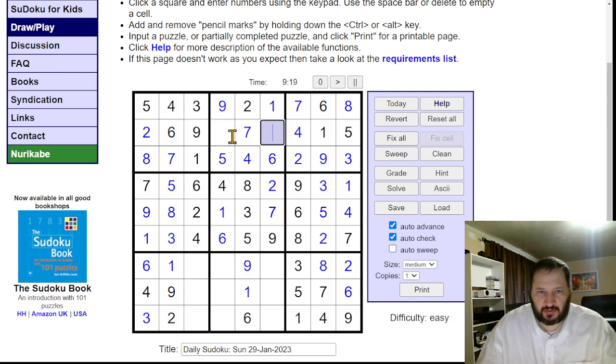Okay, so now we've got two numbers missing here. It looks like a 3 and an 8. Do we have a 3 or an 8 to help us? Not just yet. That's okay. Let's come back to that.